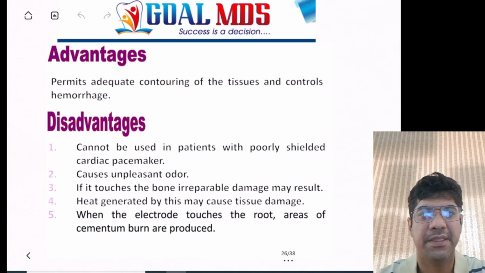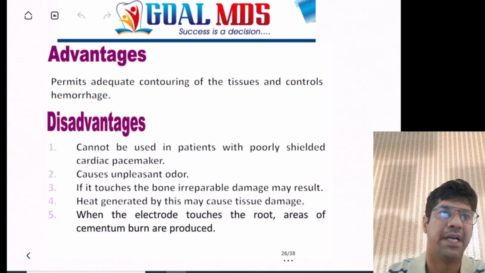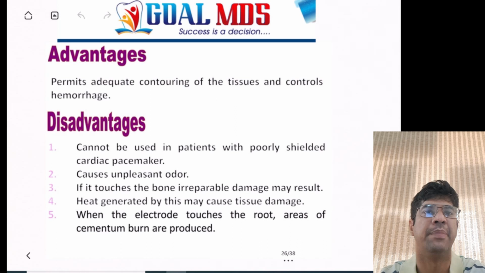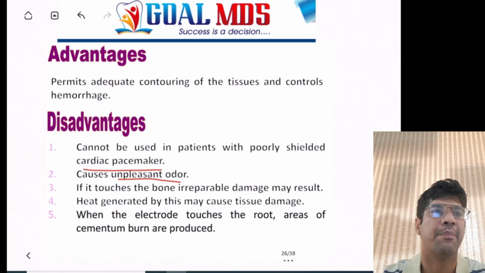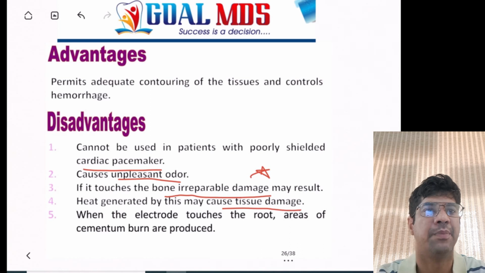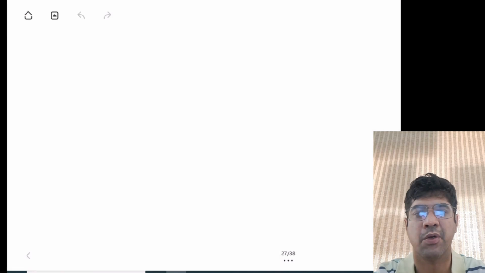So what are the advantages? There is controlled tissue cutting, reduced bleeding, and potential disinfection of the surgical site due to the heat generated. It permits adequate contouring of the tissue and controls the hemorrhage. The disadvantage is it cannot be used in a patient with a poorly shielded cardiac pacemaker. It causes unpleasant odor. If it touches the bone, irreparable damage may occur. Heat generated by this may cause tissue damage. When electrodes touch the root area of cementum, burns could be produced.